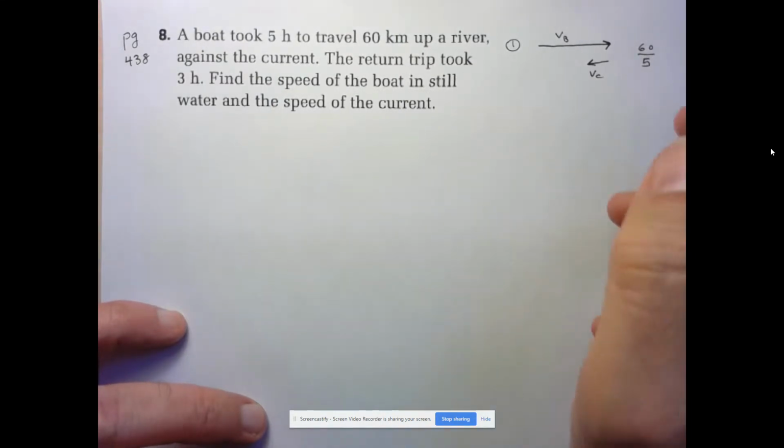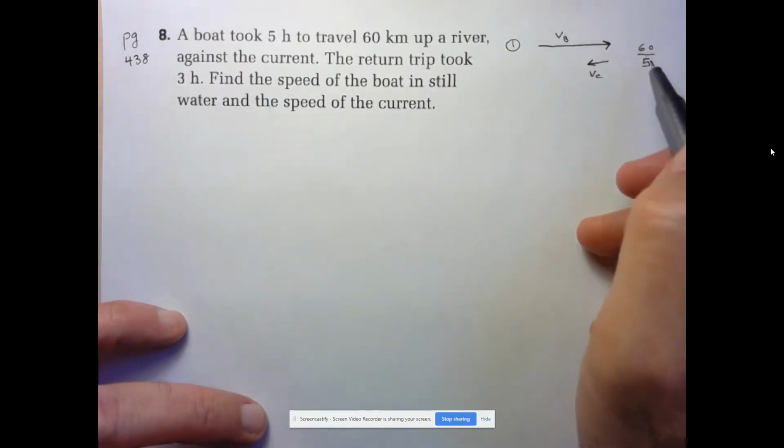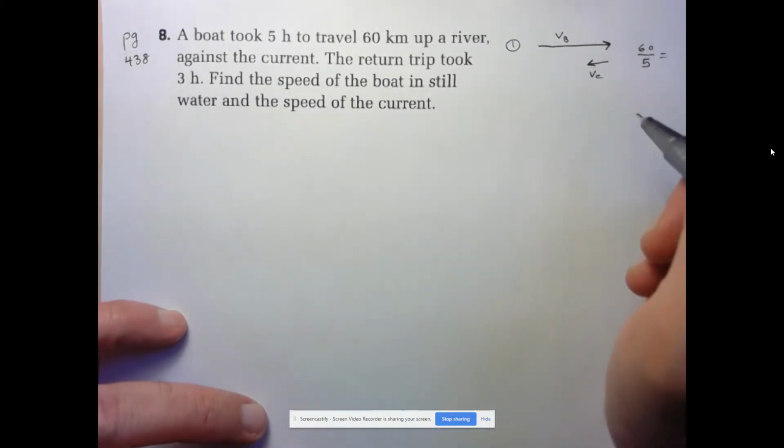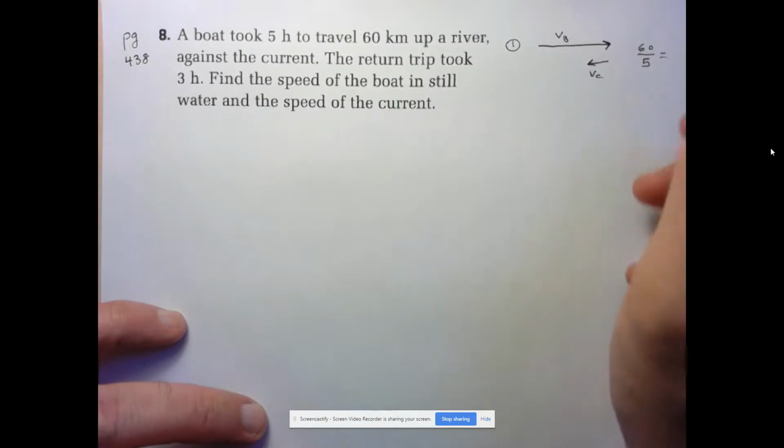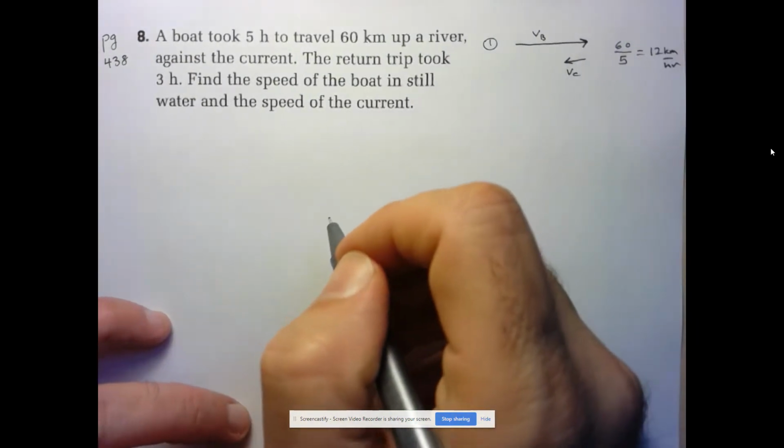And if we're looking for the speed, it's the number of kilometers divided by time. Distance divided by time. So here, the total speed is going to be 12 kilometers per hour. Let's just move that over so we can see it.